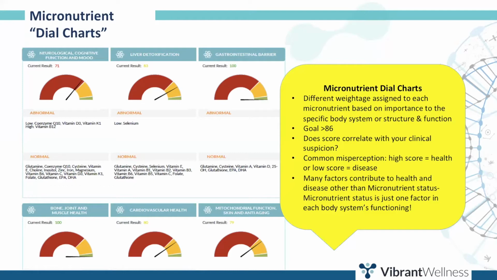I'd be more concerned if someone had SIBO and osteoporosis and their gastrointestinal barrier score was a 56 and their bone, joint, and muscle health score was a 77. Then I could say, oh, well, micronutrient status is contributing to the severity of your osteoporosis and your SIBO. So sometimes it's just nice to reassure them that even if they have a positive or a high micronutrient dial chart score, that's great. It tells us it's not contributing to the severity of your condition at this time. So just again, reminding them that micronutrient status really is just one factor in each body system and functioning. And there can be many multifactorial causes that would influence health and disease.